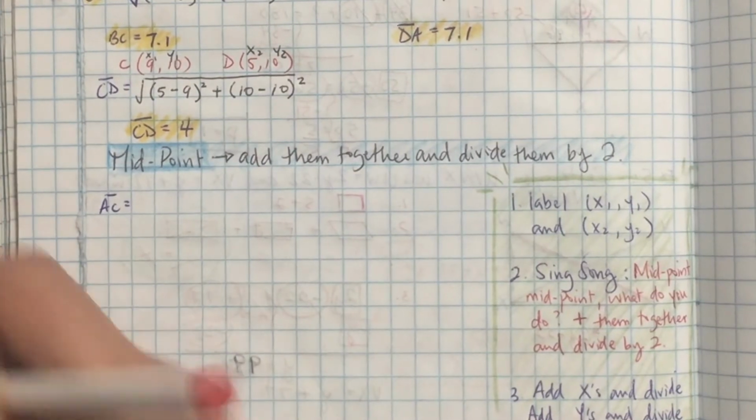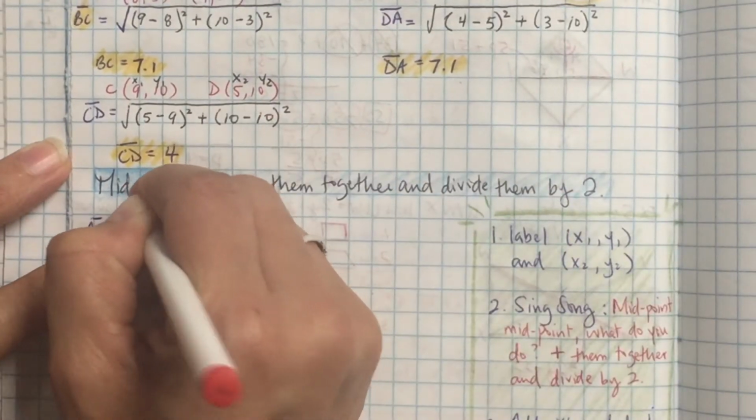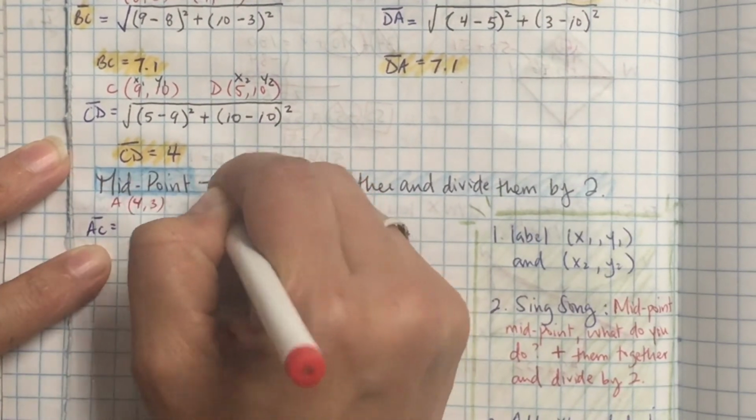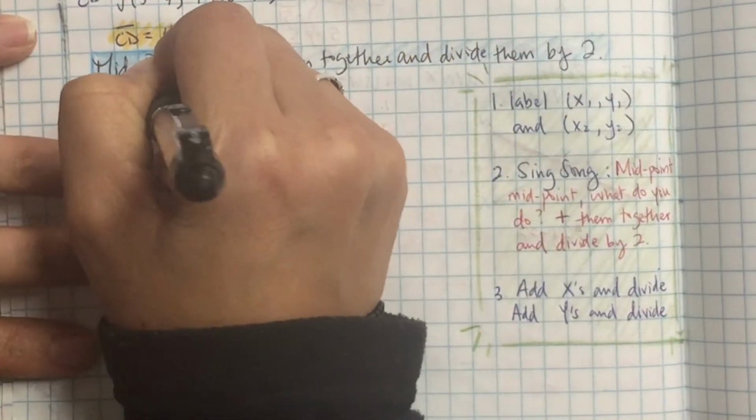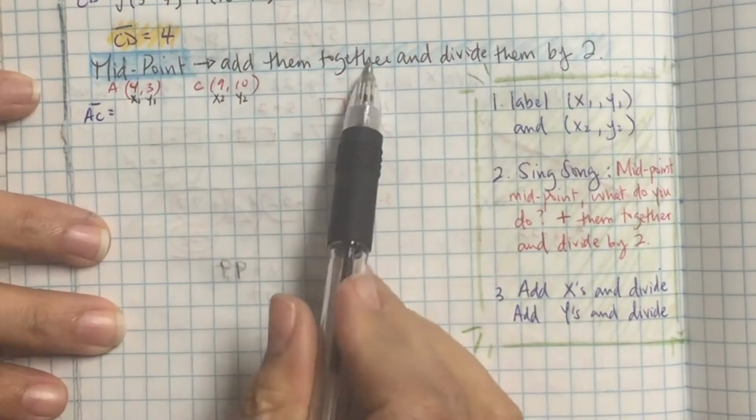AC and AD. So I need the coordinates for A and C. I'm going to write those down because it says label x1, y1, x2, y2, and then I'm going to go ahead and label them. And then it says sing the song.